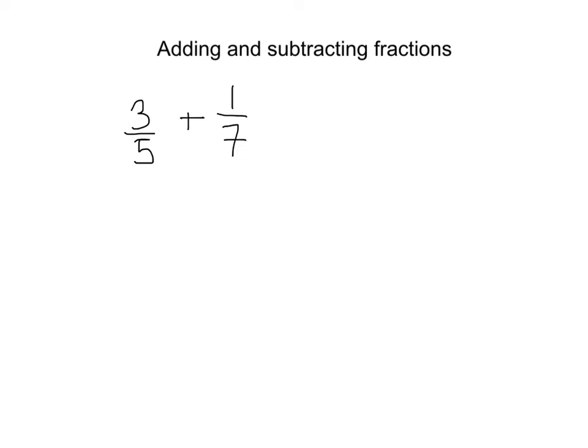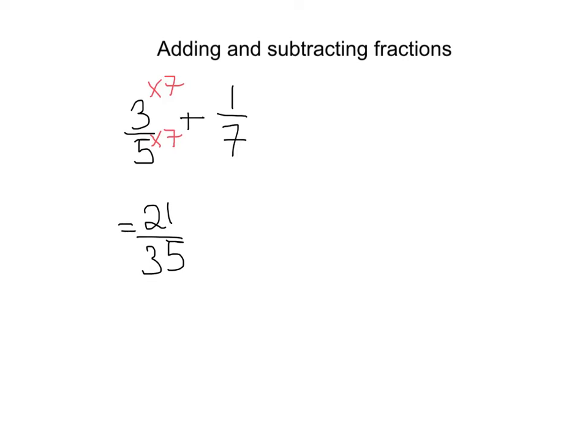So to make 5 into 35, we times it by 7. Now, as always with the fractions, whatever I do to the bottom, I must do to the top. So if I've times the 5 by 7, I must times the 3 by 7. So this would give us 21 over 35. So it is just an equivalent fraction.